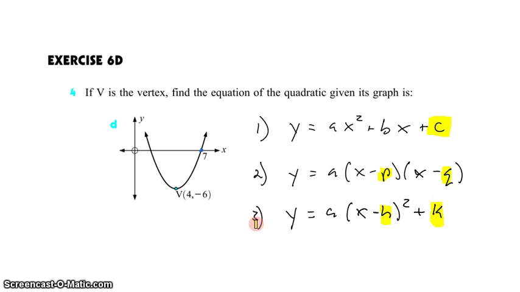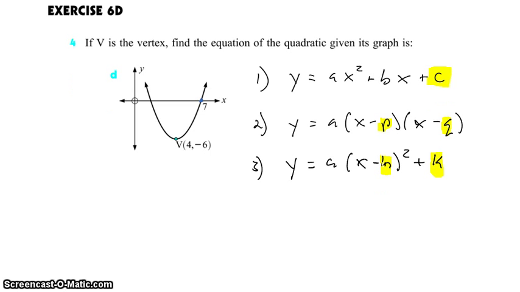Now I'm going to choose to use equation 3, the vertex form, because I have the vertex. I have one of the intercepts but not the other, so I can get Q or P but not the other. And I don't know anything about the y-intercept. So I think the one that most closely matches the information that I'm given is equation 3, and that's where I'll start.